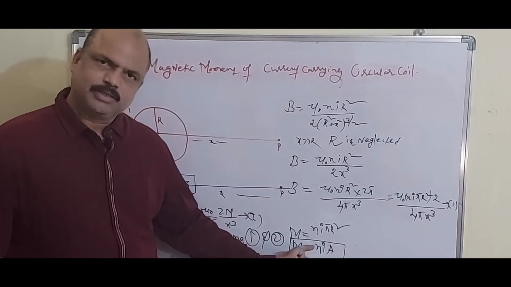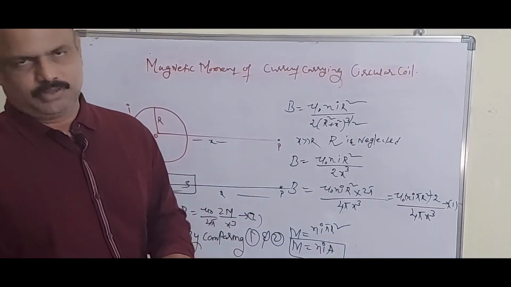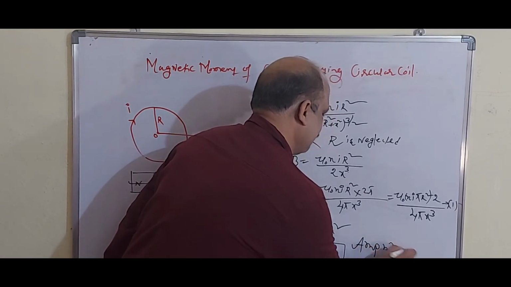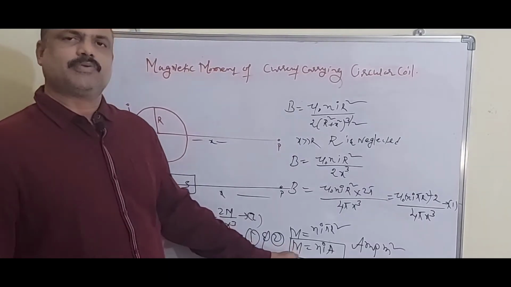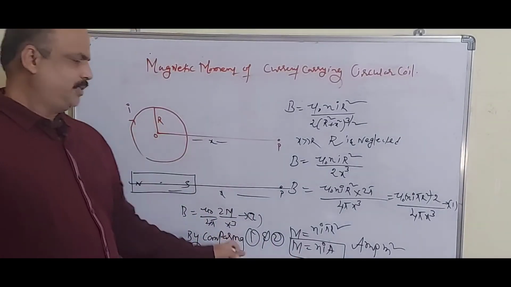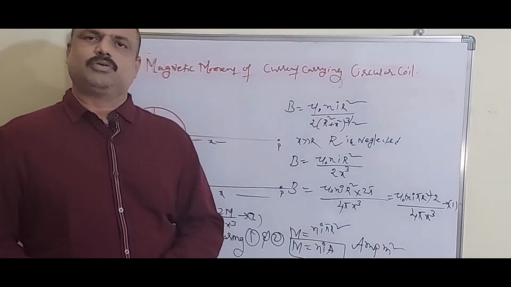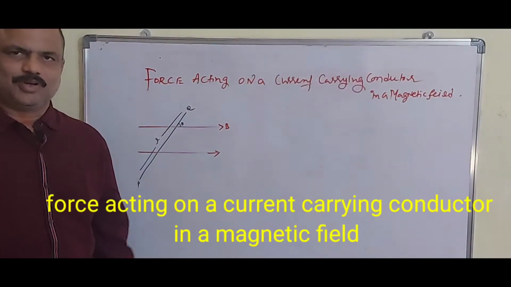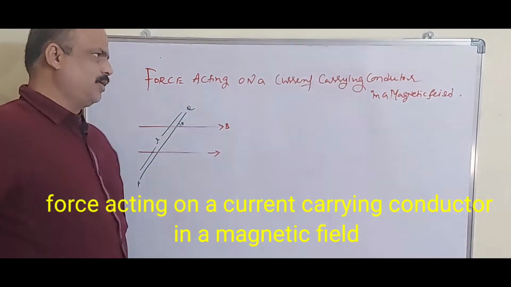From this expression, we obtain the unit of magnetic moment, that is ampere meter squared. So, this is the expression for the magnetic moment of a current carrying circular coil: m = NIA. N is the number of turns, I is the current passing through the coil, and A is the area of the coil.